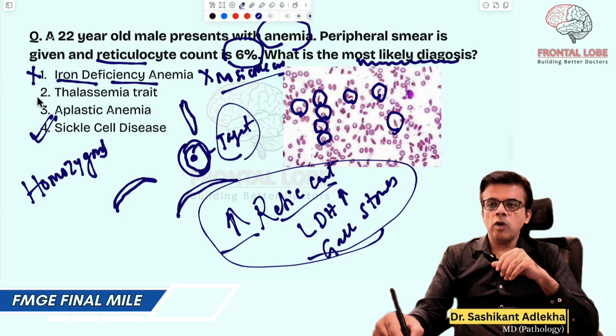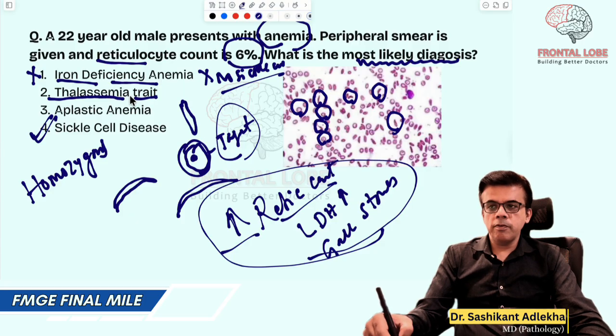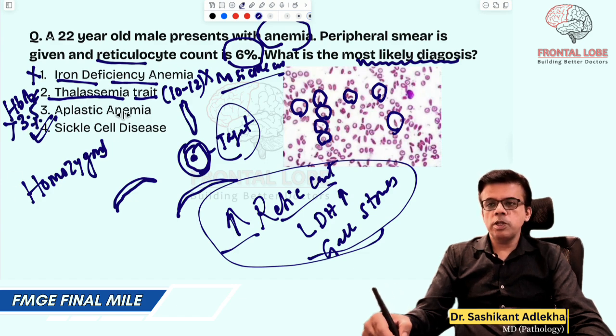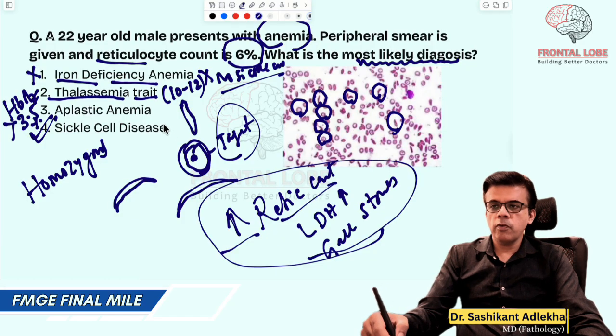Thalassemia trait is very commonly confused with iron deficiency anemia; iron deficiency anemia is a very strong mimicker of thalassemia. Hemoglobin is generally 10 to 12, and patients are generally asymptomatic. Mild microcytic hypochromic anemia is seen, and thalassemia trait should have hemoglobin A2, HbA2, more than 3.5 percent. That should be the minimum HbA2 level in beta thalassemia trait. So this is not the case over here. There is no sickle cell over here, so this is also ruled out.